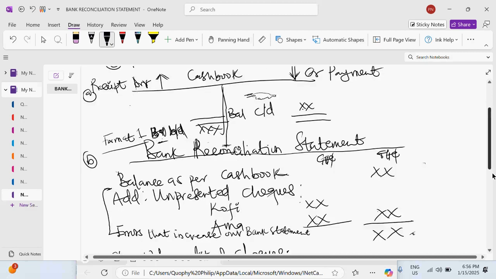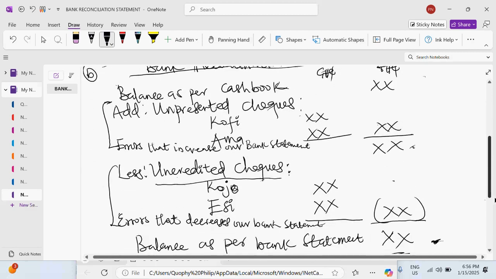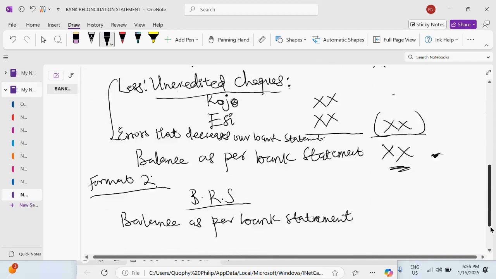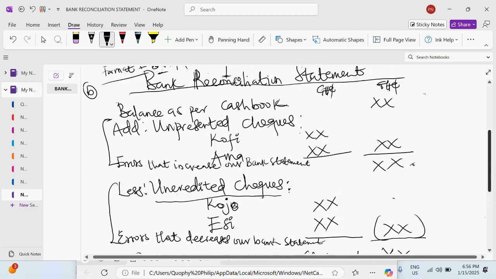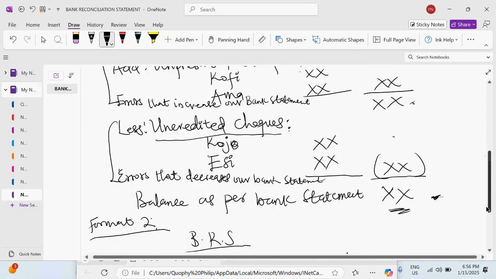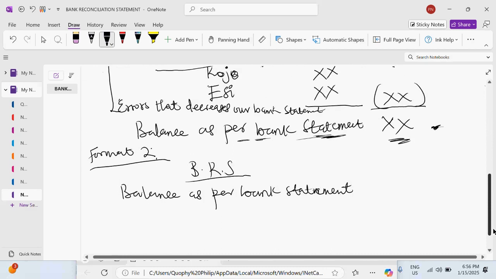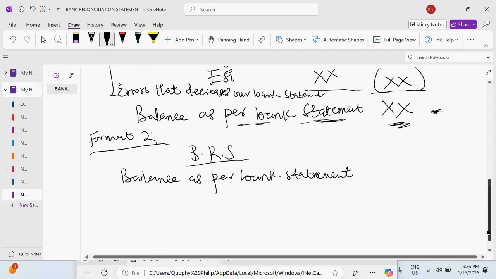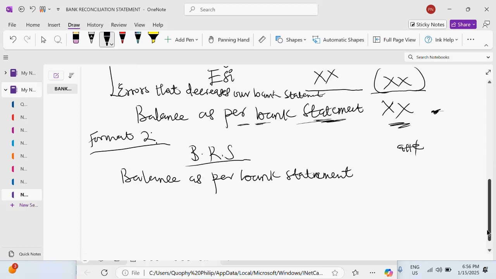Okay. So now the second format. In the second format, I'm not starting with balance as per cash book. I'm starting with the one down rather: balance as per the bank statement. So look how the format will be. Balance as per the bank statement. So now the balance as per the bank statement, I'm not starting with this.